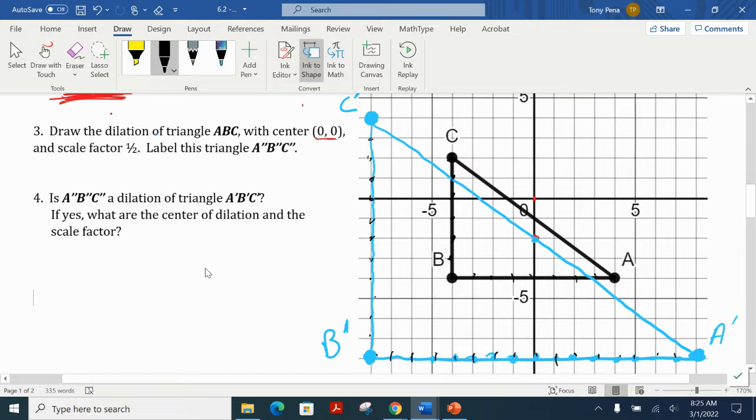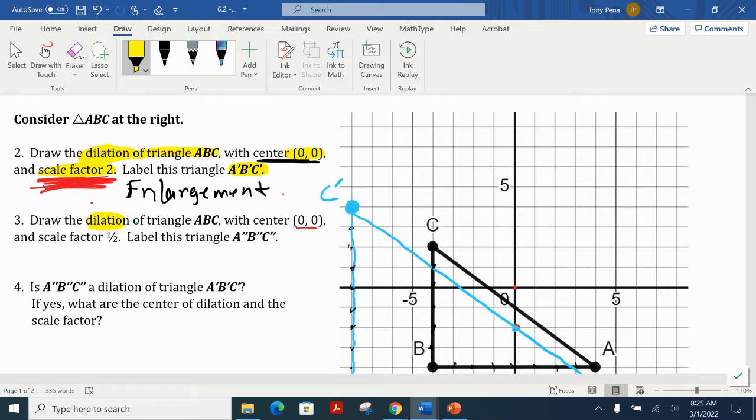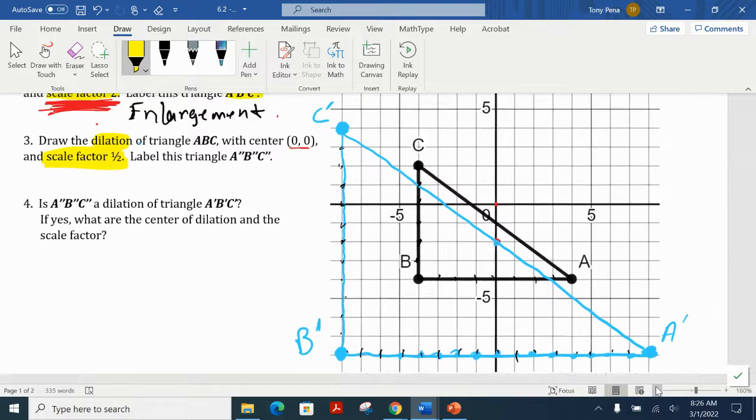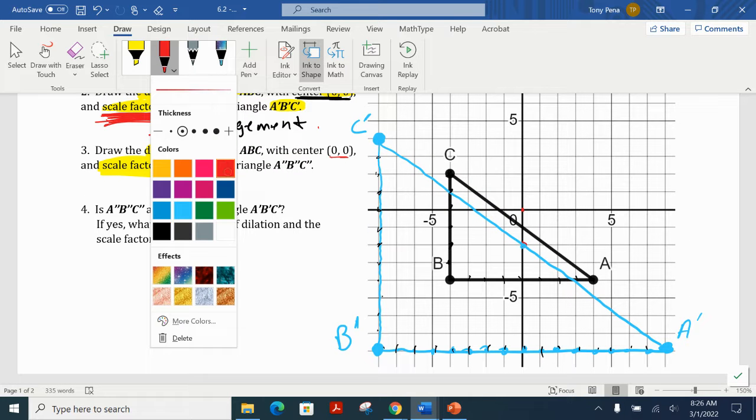All right, number 3, this is what we would have called an enlargement because we multiplied by a number greater than 1. We're going to do the same exact thing in number 3, but our dilation should now be a reduction because now our scale factor is going to be a 1/2. All right, so I'll do this one together too. It's first reduction we've done, first getting smaller, but it's the exact same process.